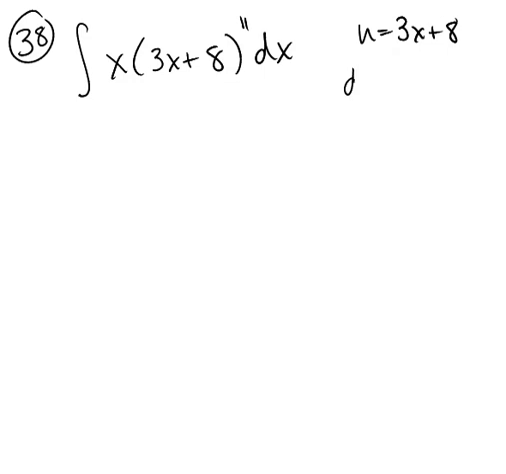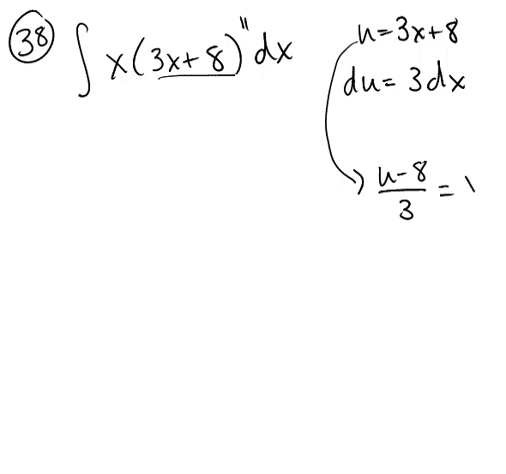Well, what happens though is du becomes just 3 dx. So you can replace the dx with du over 3, and then you can replace the 3x + 8 with u, but you'll still have this x right here. So when you have a problem like that, what you want to do is come back in here and say, all right, well, if u equals 3x + 8, then I could solve that for x, and I'll get (u - 8)/3 = x.